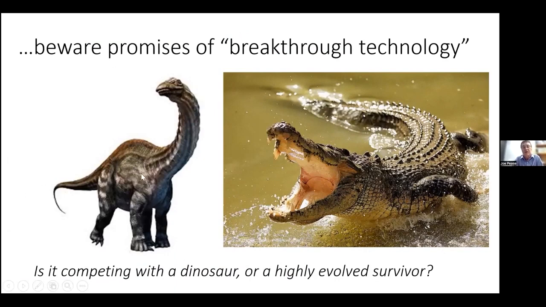Perhaps there's a dinosaur and the new technology is better than the old dinosaur and we replace it. Or perhaps the technology is actually a highly evolved survivor, and if the new technology is not as rugged and effective a survivor as existing technology, it may work at small scale, it may be better, but the proof of the pudding is how robust is it, how operable is it at large, continuous, full scale.